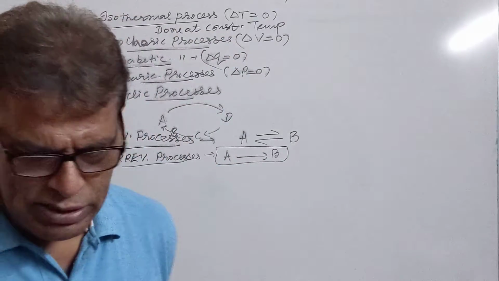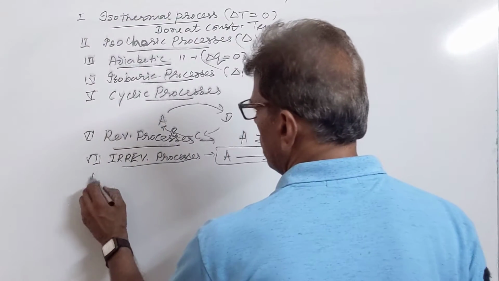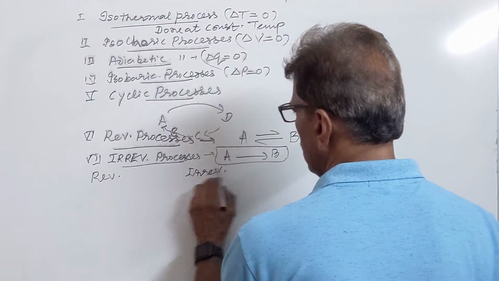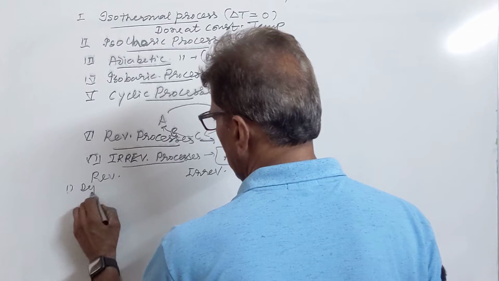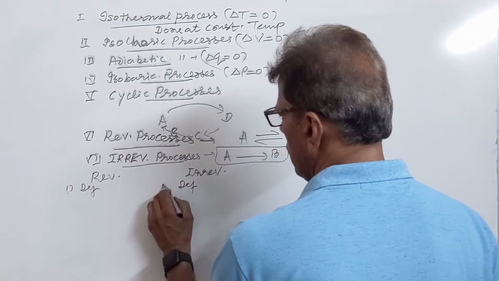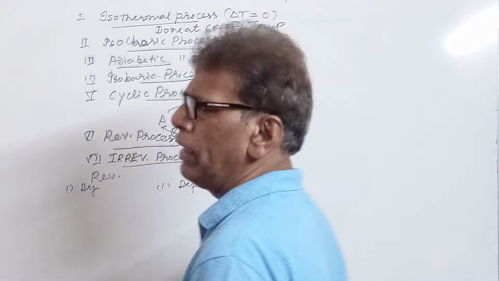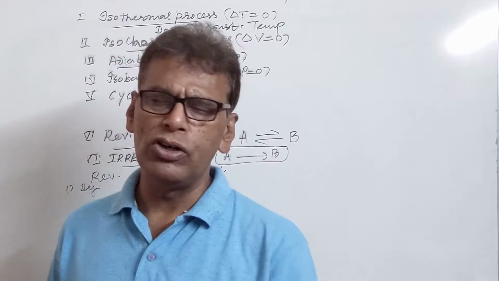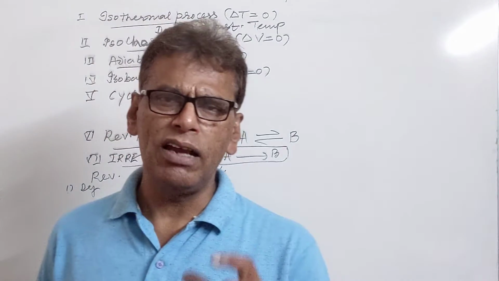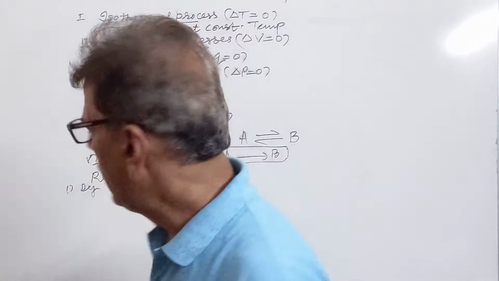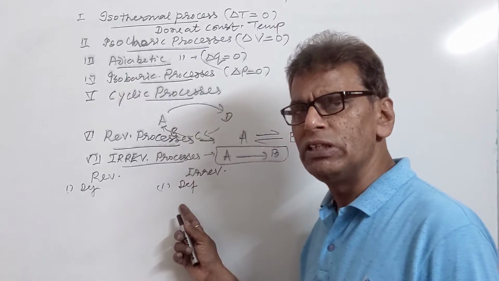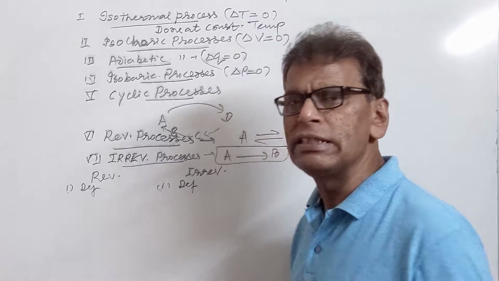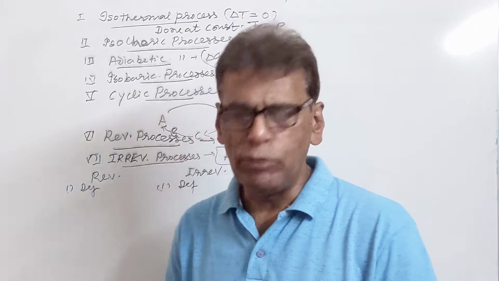Now, what are the differences between reversible and irreversible processes? First of all, we will have the definition of both. Reversible processes keep a state of equilibrium between system and surrounding, and the driving force in a reversible process is slightly greater than the opposing force. In the irreversible case, there is no equilibrium between system and surrounding, they proceed only in one direction, and the driving force is much higher than the opposing force.